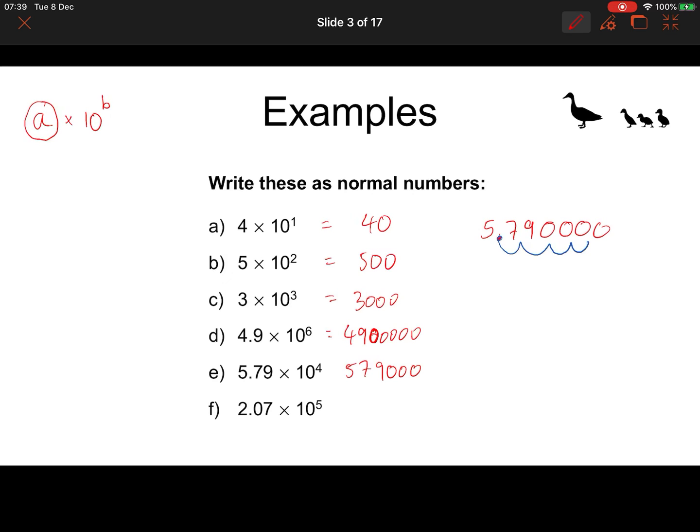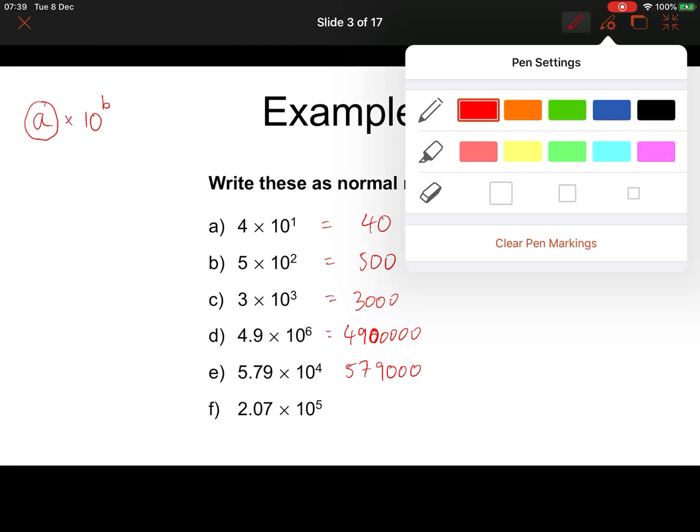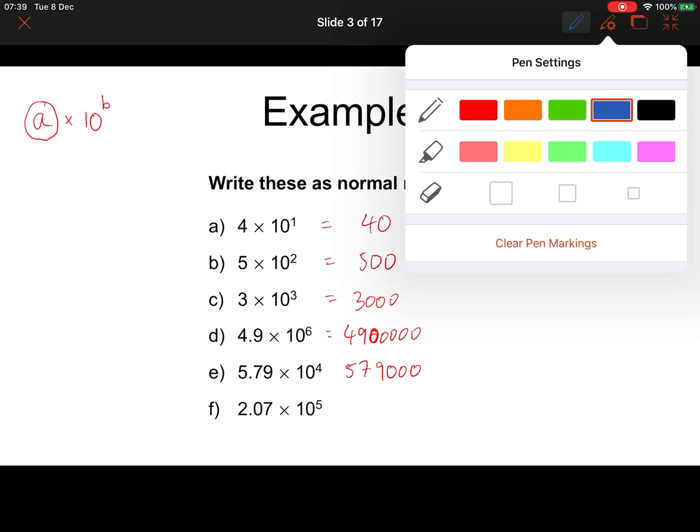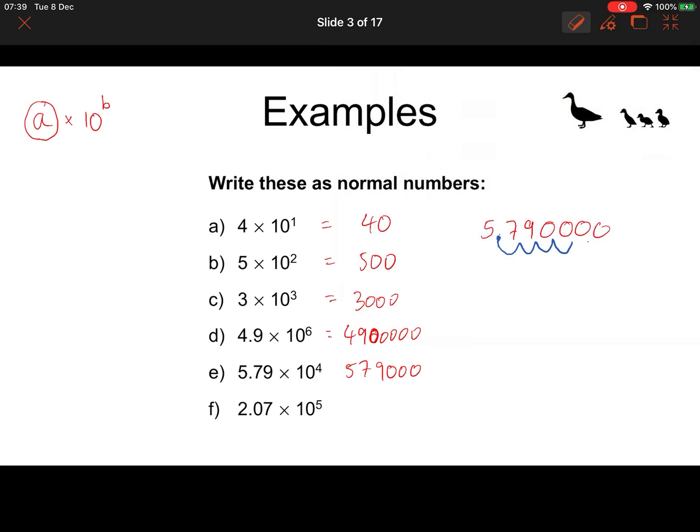That looks wrong to me. Have I done too much there? 1, 2. I skipped. How silly of me. That's why you've got to be really, really careful. I've got that wrong. So you've got to check. Here is your decimal point. 1, 2, 3, 4. Only 2 zeros. Okay? Be very, very careful. Easy to get it wrong.